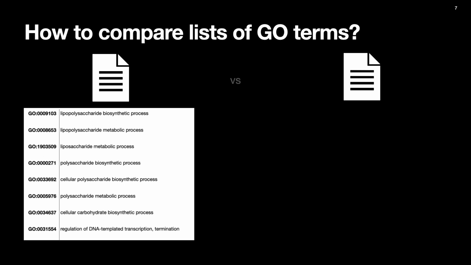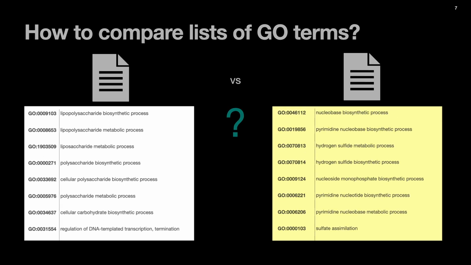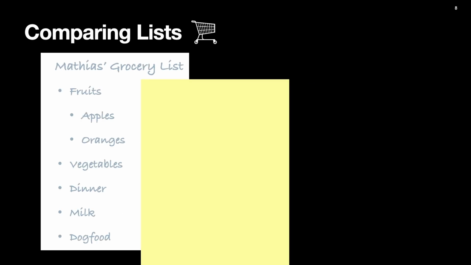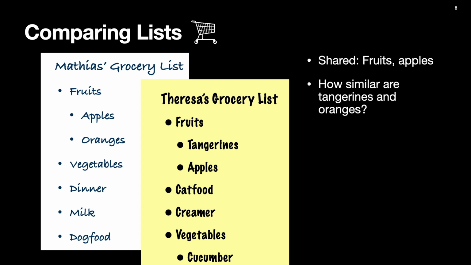Eventually, we want to compare multiple of these lists, but this is not always an easy task. In a way, these lists are like shopping lists. They can contain different levels of detail, and it is hard to judge how similar they are. For example, here, Mathias' list contains vegetables and dinner, while Theresa's list is more specific. Moreover, both lists contain fruits. While Mathias' list includes oranges, Theresa's list includes tangerines, which are similar items but not the same.